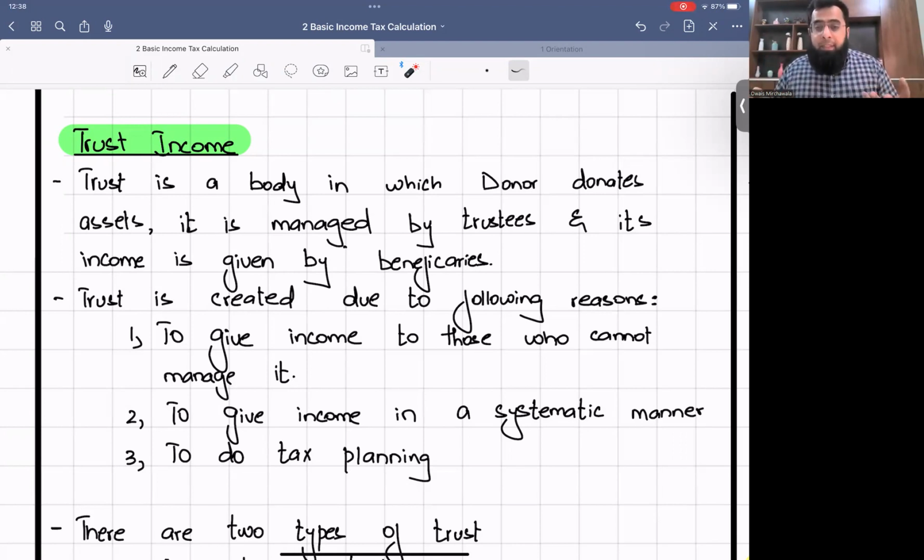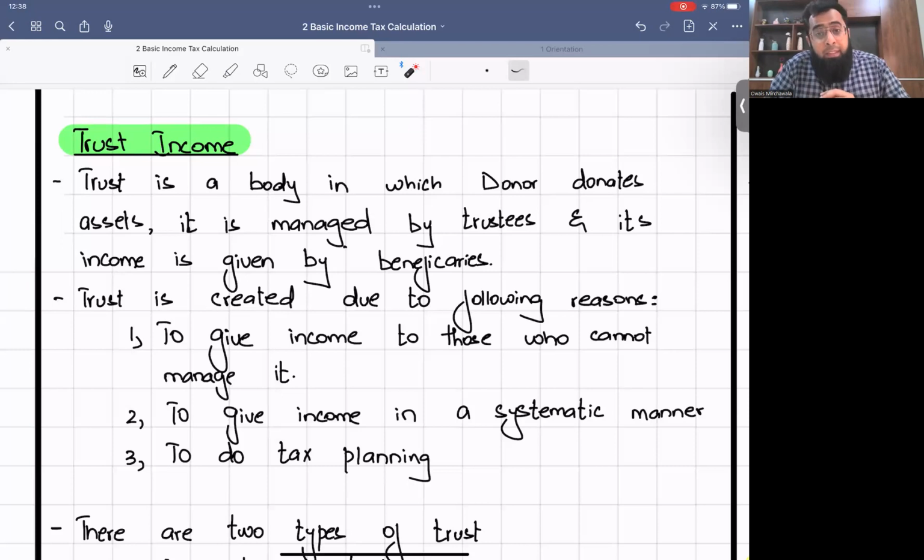See, if I'm running a business and that whole business is in my name, the entire income will come in my name. If I earn 300,000 pounds, my tax band will increase to the additional rate band. So I was thinking, there is one option. Let's create a trust and put the entire business in the trust. I'll become a donor and I will also become the trustee of the trust. Now the trust will earn 300,000 pounds.